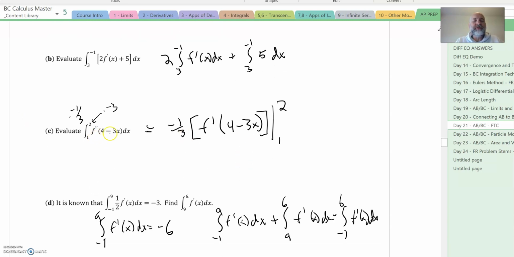It's the antiderivative of f double prime, which is just f prime, as long as you've got the chain rule taken care of for this. So I had to put a -3 on the inside to take care of this, and then I put a -1/3 on the outside.